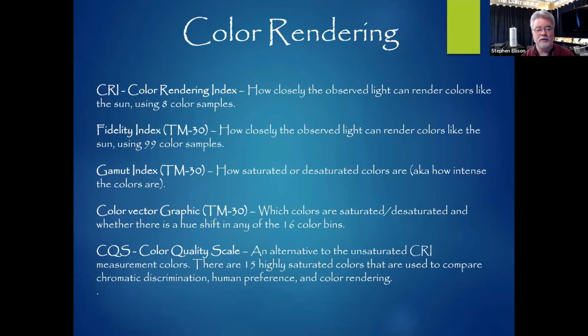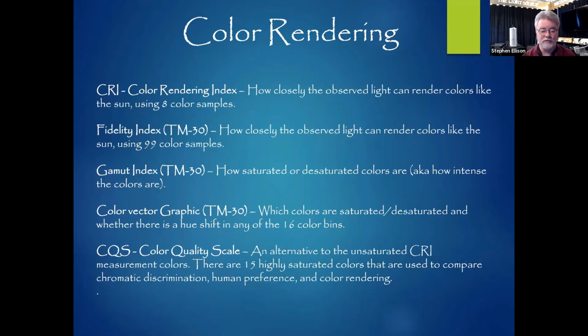So color rendering index: it's how closely the observed light can render colors like the sun, using 8 color samples only, and they weren't very saturated. You switch to going to TM30, and now you have a fidelity index. That's how closely the observed light can render colors like the sun, and they use 99 color samples to figure out what they're doing. And they also use a gamut index.